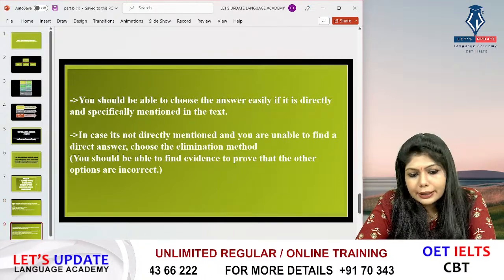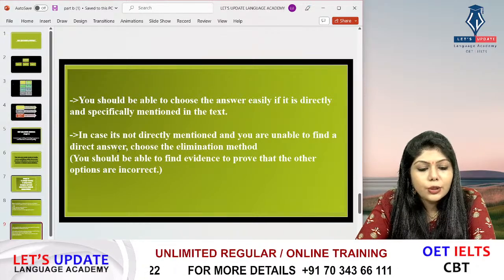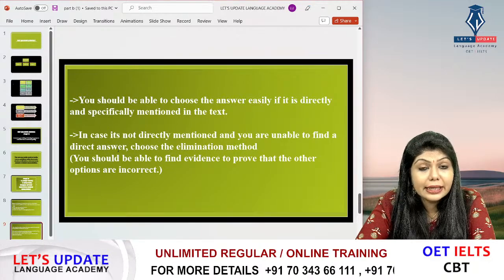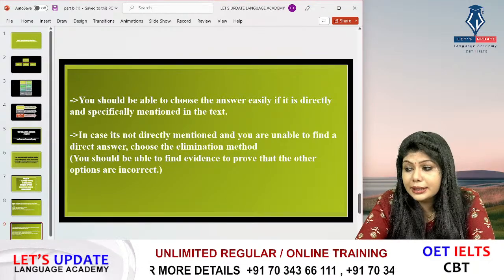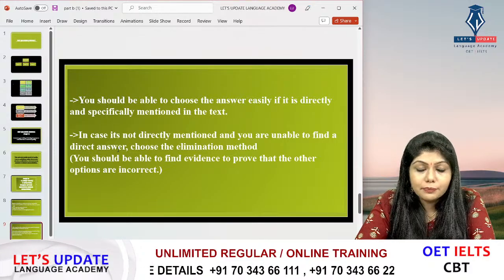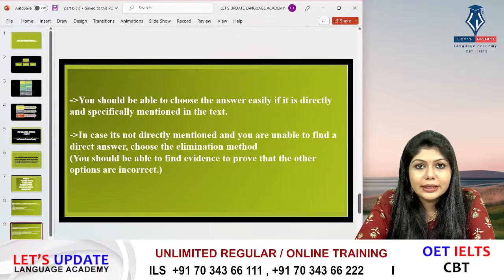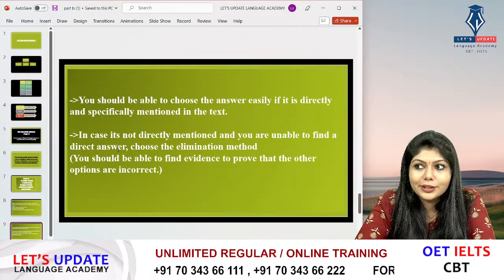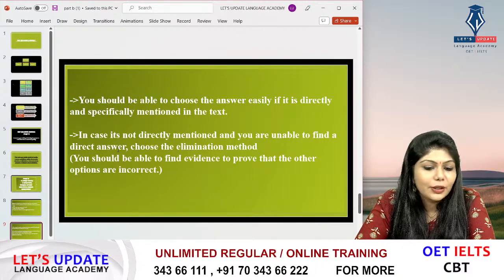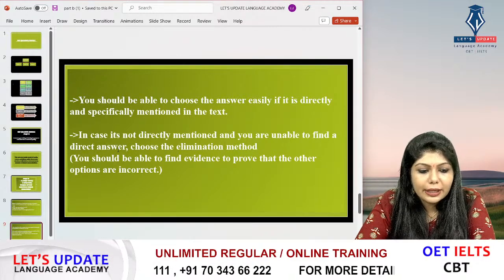Now there are some guidelines I need to tell you. You should be able to choose the answer easily if it is directly and specifically mentioned in the text. That means the answer would be directly mentioned or highlighted in the text, so you need not brainstorm much. That is an easy option, and you will directly get your answer.